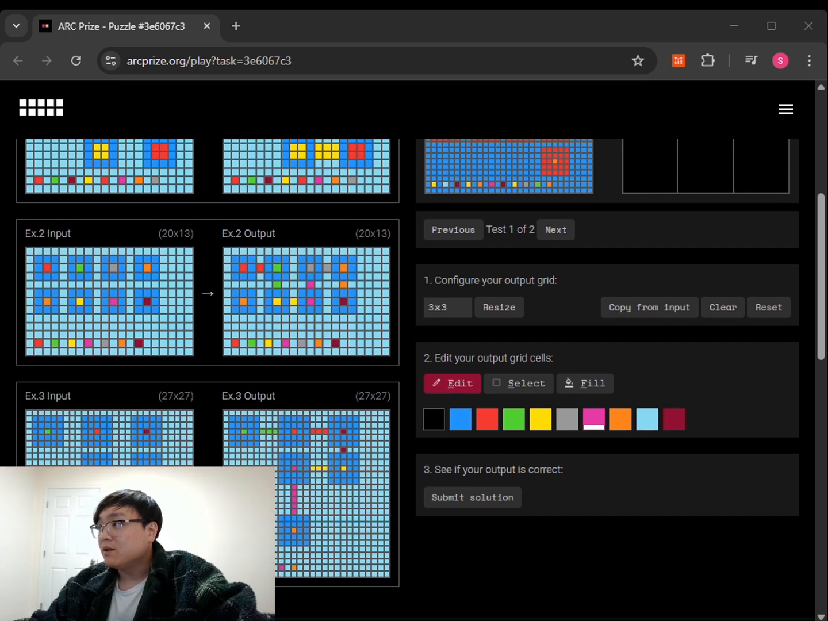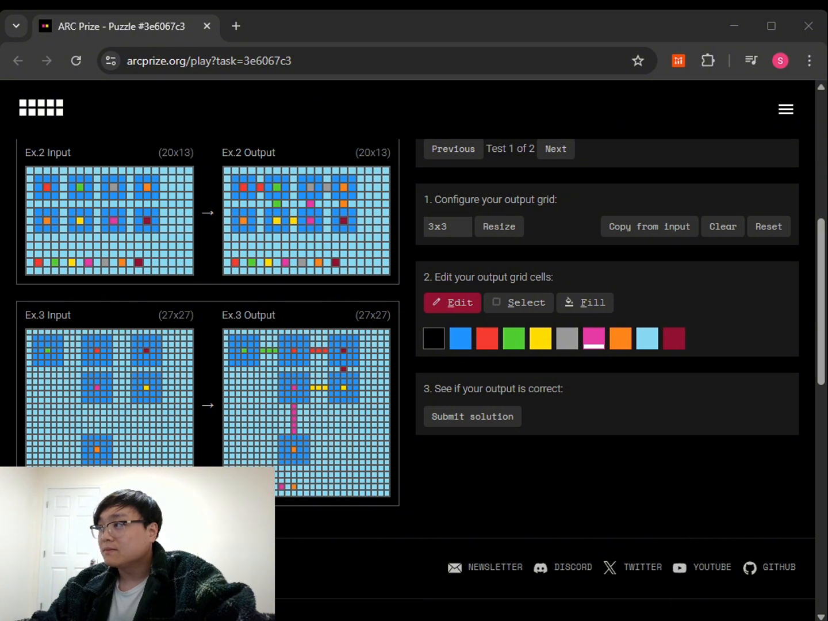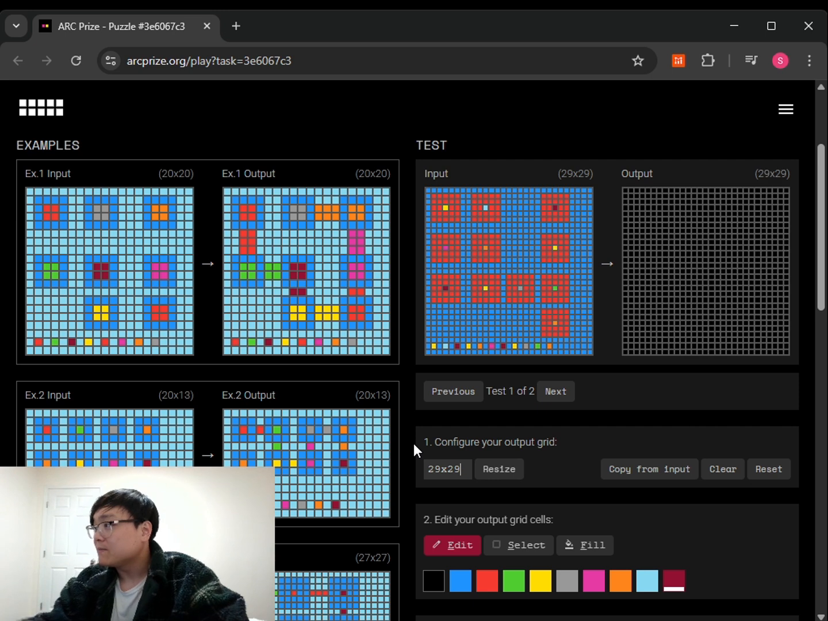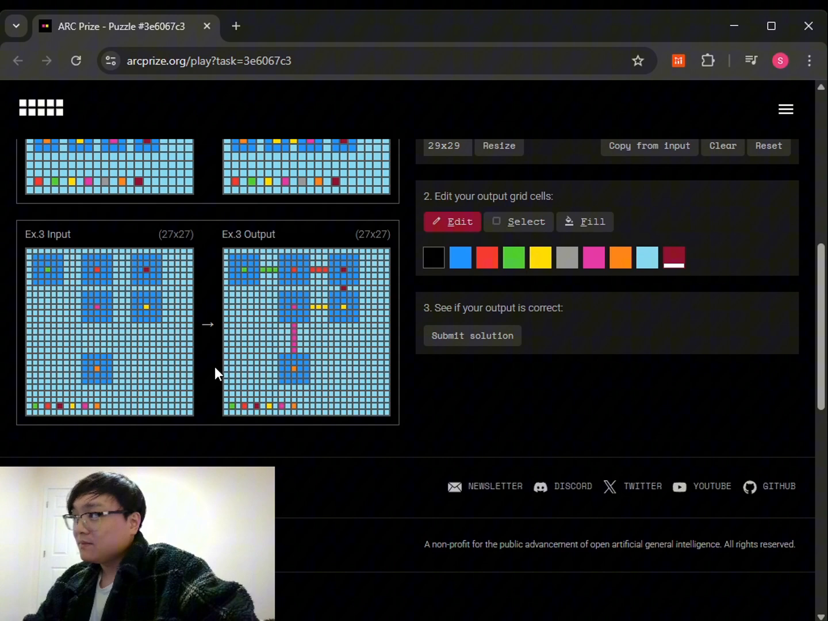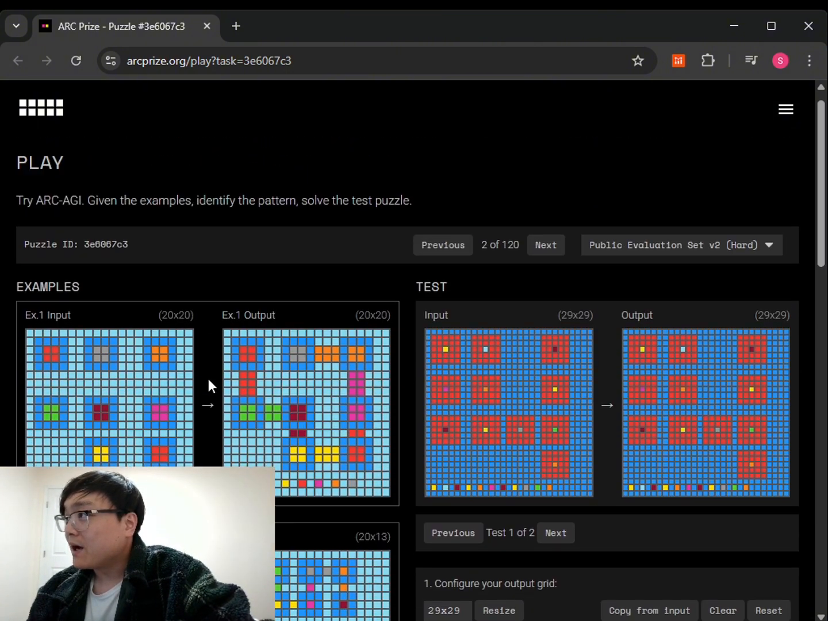So the second one does the same thing, but now it goes to the right. So I'm thinking, why does it go down for this one, but go to the right for this one? Interesting, interesting. Let's start off with replicating this part. Let's see. 29 by 29. Copy from input. Okay. Let's see. Oh, I think I'm kind of getting it.